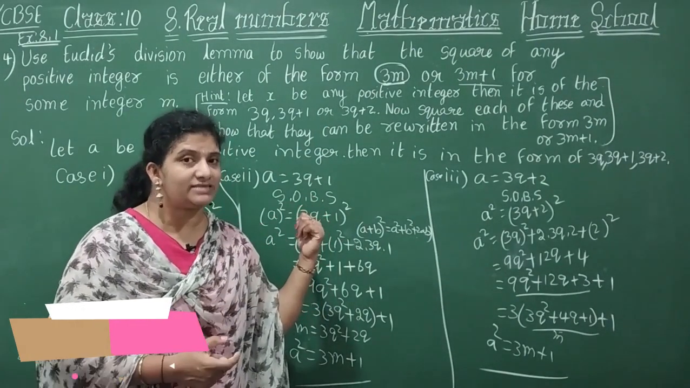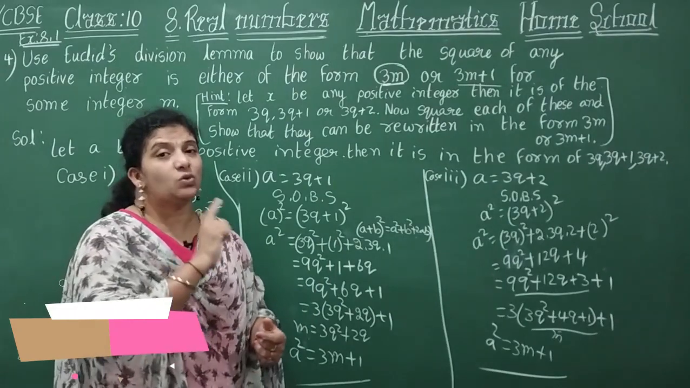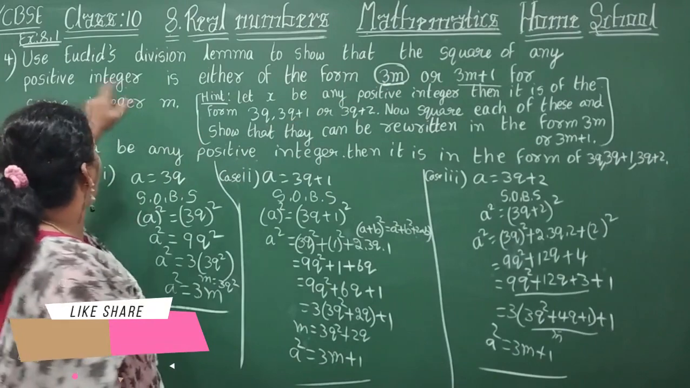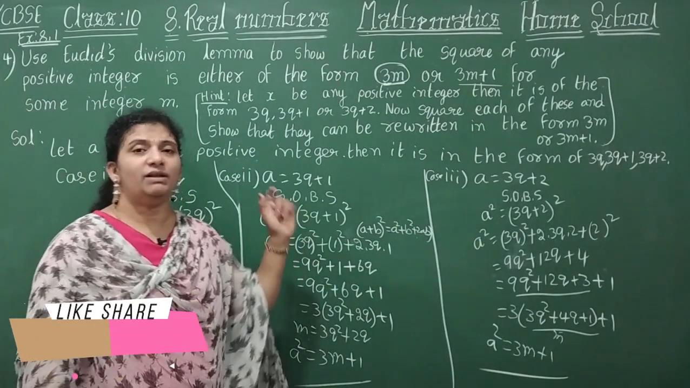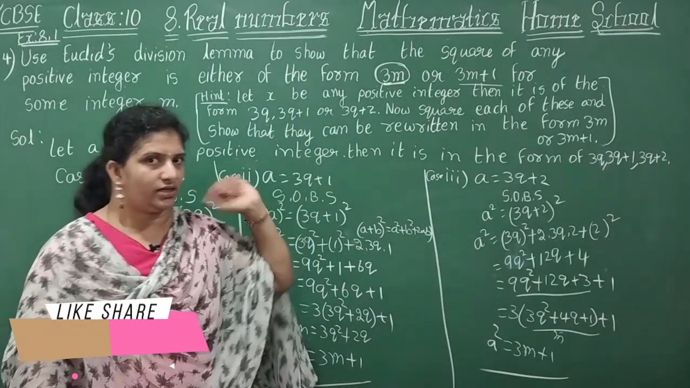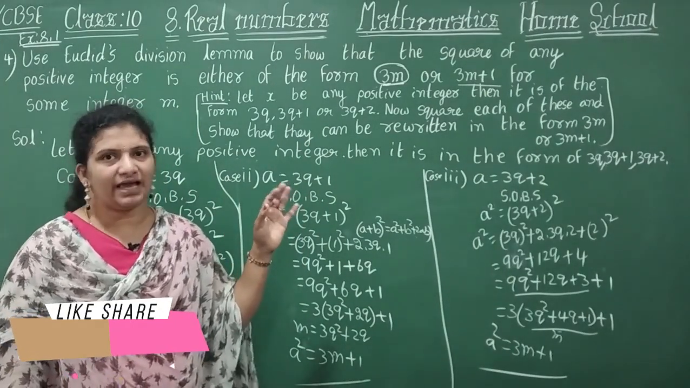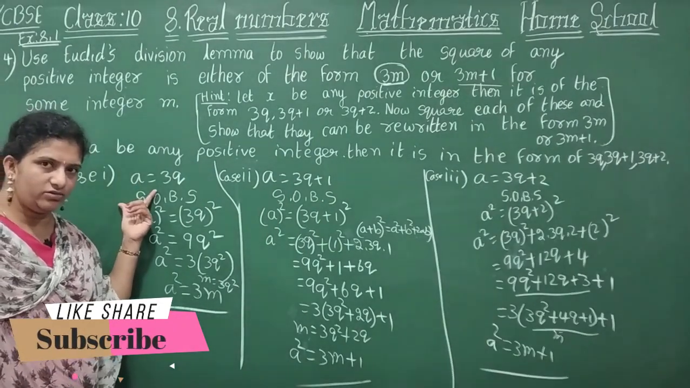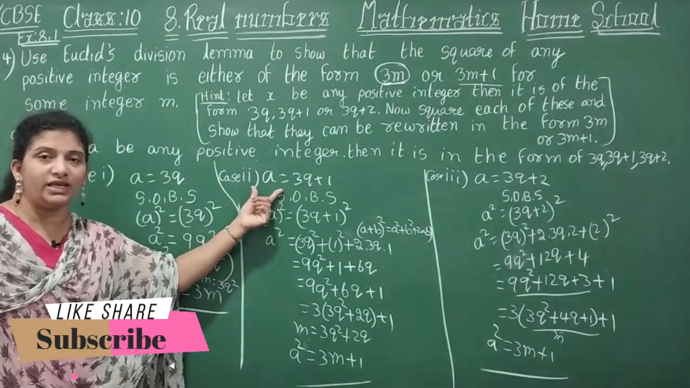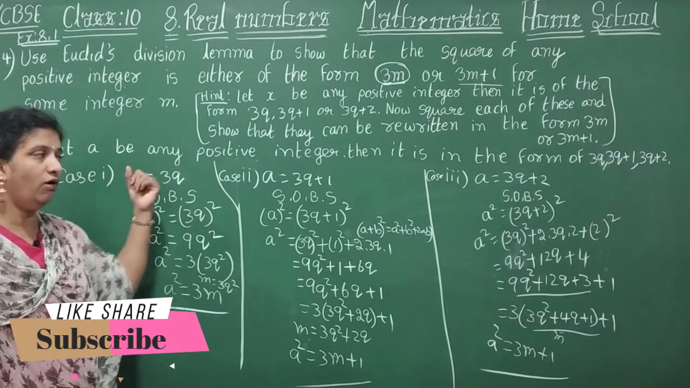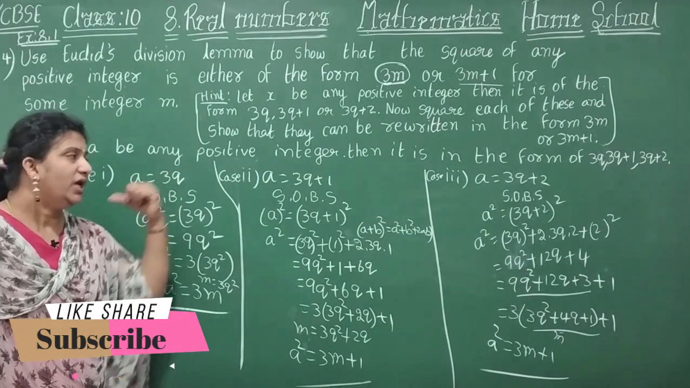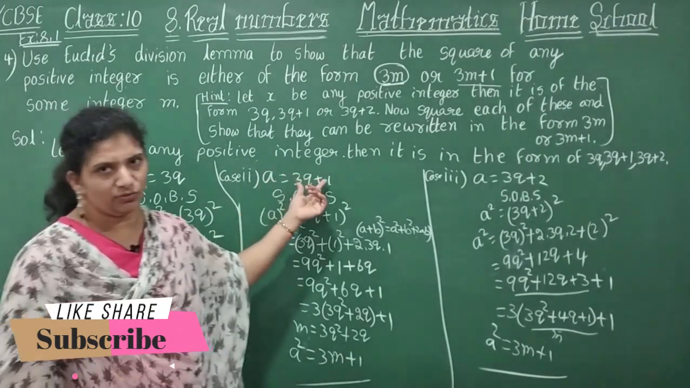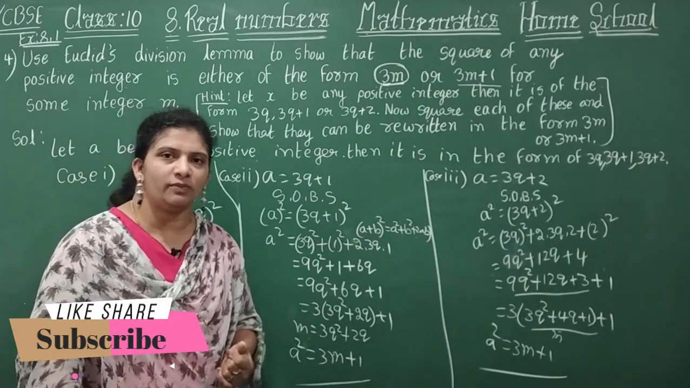But if I take a as a positive integer, the square of it is your question. Read the question carefully. The square of any positive integer will be in the form of either 3m or 3m plus 1. Same as it is I have taken, children. Let me consider the 3 cases here. A equal to 3q, a equal to 3q plus 1. Have you got? If r 0 in Euclid's division lemma. If r1 in Euclid's division lemma, what you are getting? A equal to 3q plus 1, a equal to 3q plus 2.